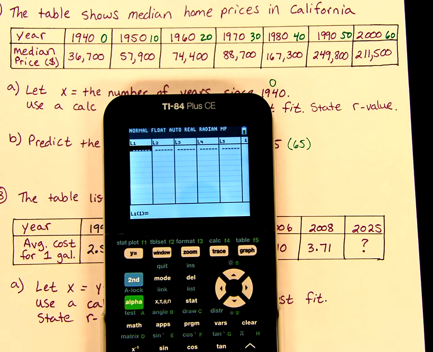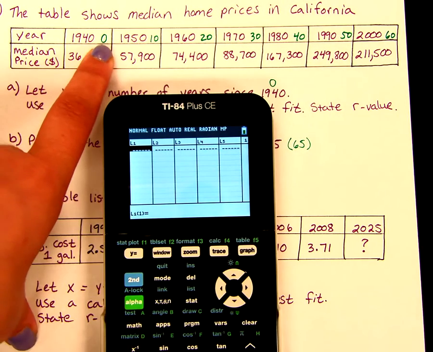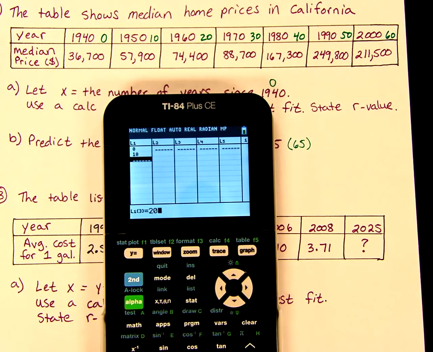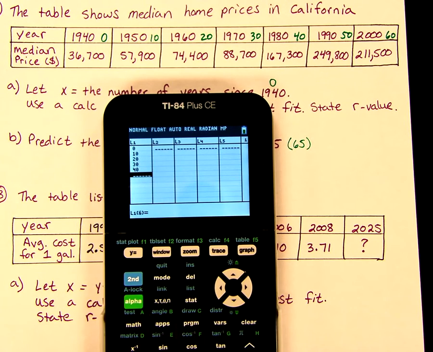And then we're going to type in our new information. So remember, x values go into list 1, y values go into list 2. And the top part of your table should always be your x's. And again, we're entering in the ones in green. So 0, enter, 10, enter, 20, 30, 40, 50, and 60.